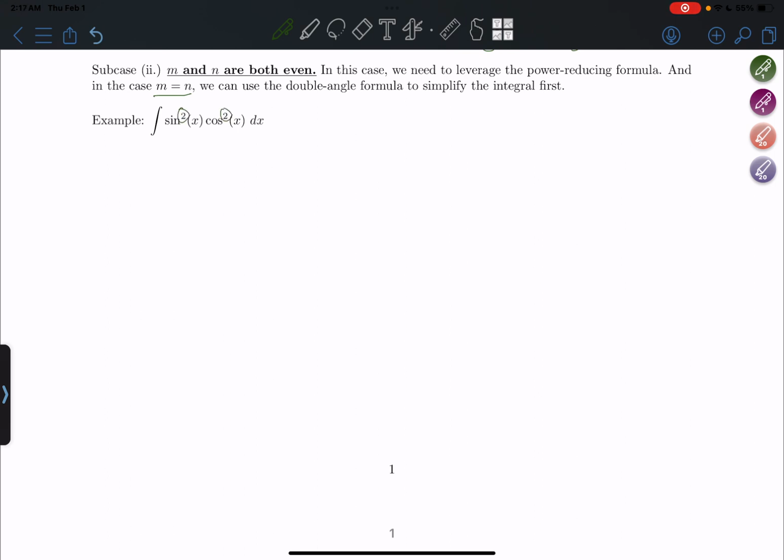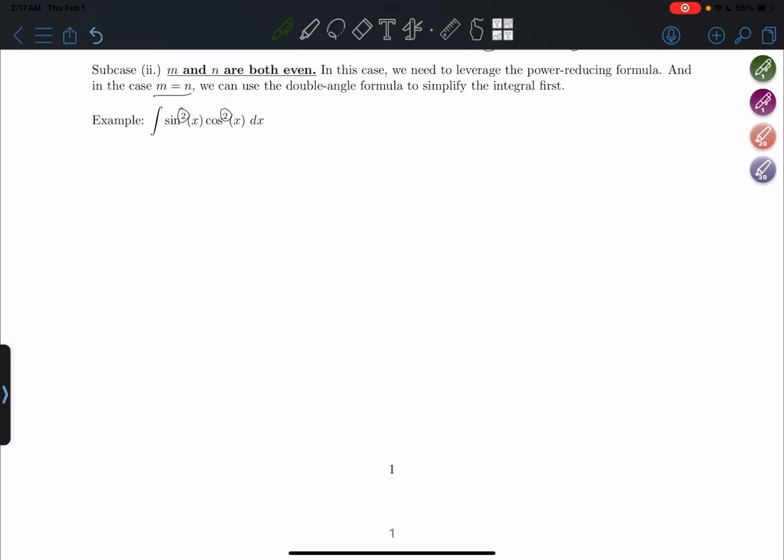Both of these are squares. We can actually use the double angle formula to simplify the integral first, so we don't have to go through the motion and do all of that extra work. Now, you can just directly jump in and hit it with the power reducing formula for sine and cosine, and you will work it out. It's just, why not simplify things a little bit first?